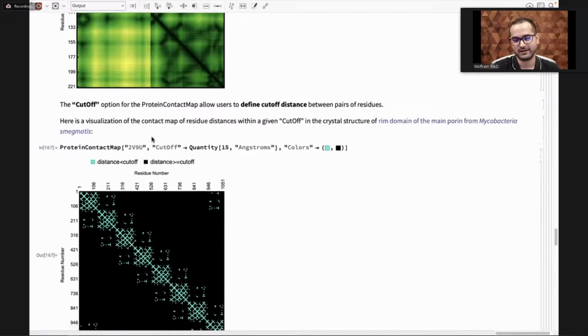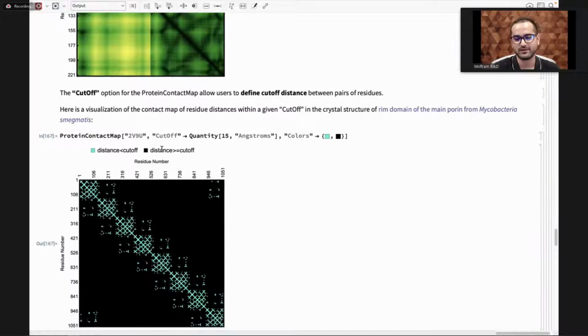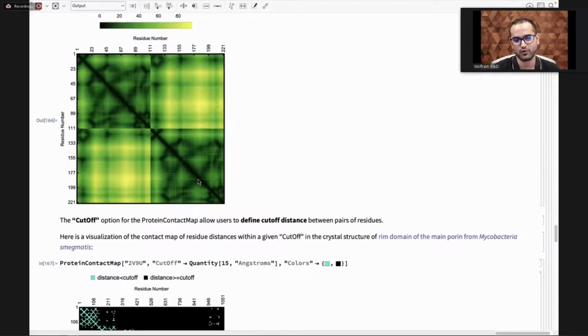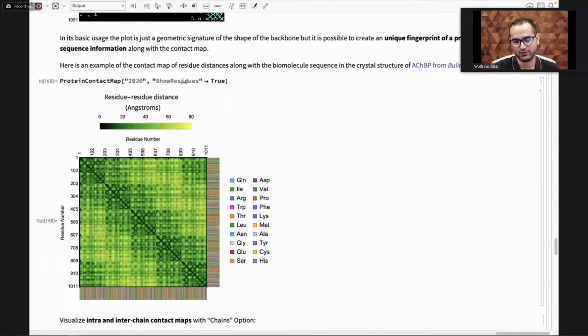So I did want to create a unique protein fingerprint. To create that fingerprint, you do need the sequence information along this contact map, which you can do using the show residues option. So as you can see here, this is a different protein, but in this contact map, if you set the show residues option to true, it also gives you the barcode of the sequence. And this now becomes a unique fingerprint of a protein because the structure of the protein, or the geometry of the protein in some sense, is uniquely defined by the contact map.